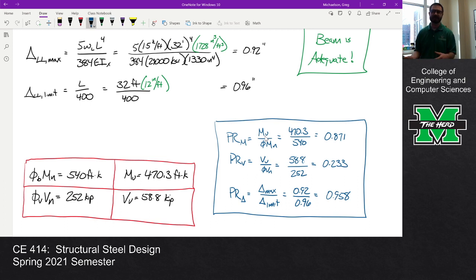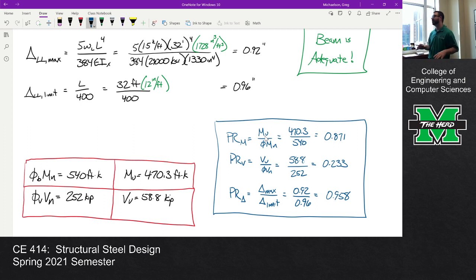That's why whenever I say the term governed, this is what I mean. This is another way of looking at it. And that was the case for this beam. For another beam, that might not be the case. We might have a performance ratio for moment that's like 0.97, and for deflection, it might be 0.85. Who knows? It just changes from problem to problem. Each problem has different moment demands. Each problem has different deflection requirements.